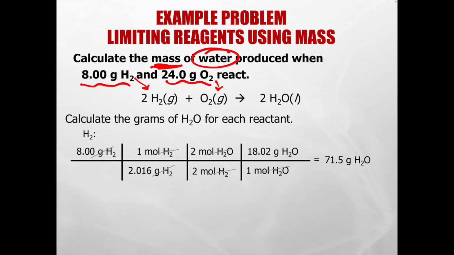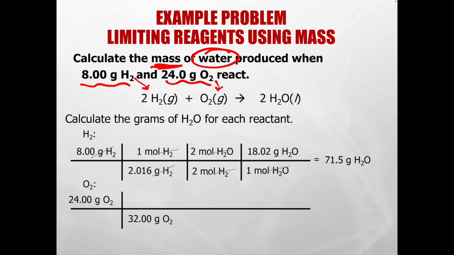We are going to do this exact same problem, but instead of starting with hydrogen, now we're going to start with our oxygen. So we'll start with 24 grams of oxygen. And again, you're going to do the exact same process, just now you're using oxygen instead of hydrogen. So we'll use our molar mass to change our grams of oxygen into moles of oxygen. Once we change it into moles of oxygen, now we can use our mole ratio to change moles of oxygen into moles of water.